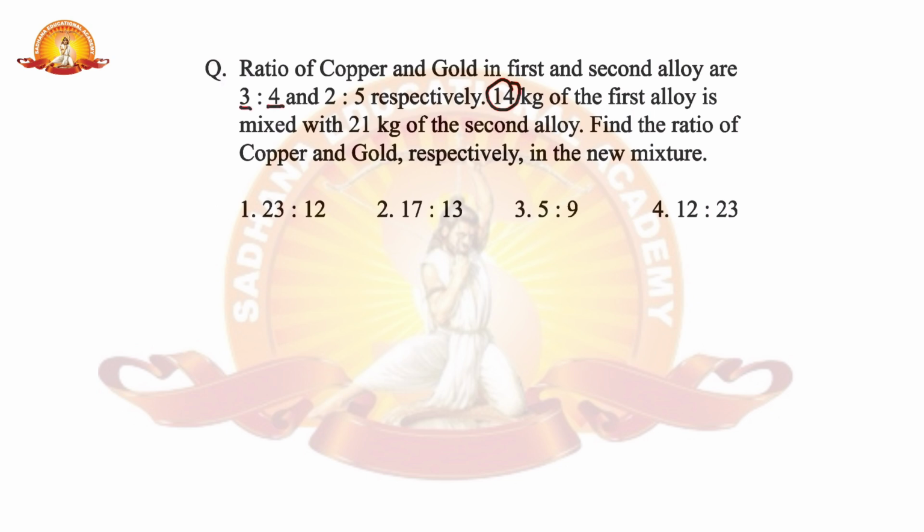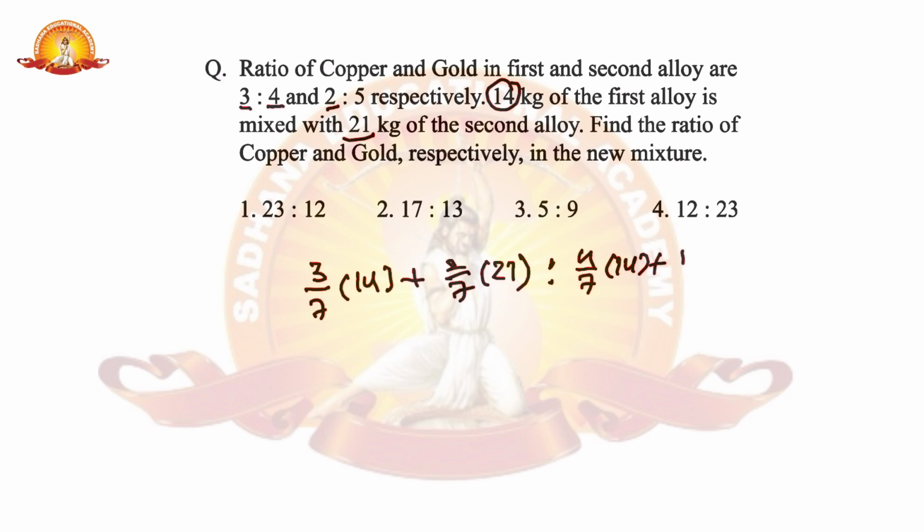If I take copper from the first alloy, it is 3/7 of 14, plus copper from the second alloy, which is 2/7 of the second alloy's 21 cases. This is the total copper from the alloys together. Now let us collect gold from each alloy. So gold from the first is 4/7 of 14 plus, from the second alloy, the gold is 5/7 of 21.